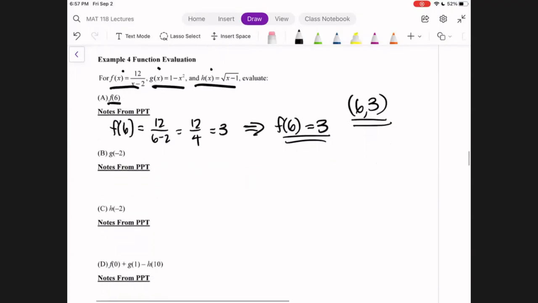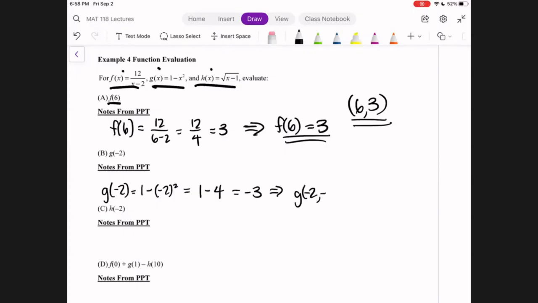The next one, if I do g of negative 2. So g of negative 2 would equal 1 minus negative 2 all squared. So when you plug in a negative, you want to put parentheses around wherever you plug it in. And we're just going to do order of operations to simplify. So this would be 1 minus 4, which is negative 3. So then this tells us that g of negative 2 is negative 3.